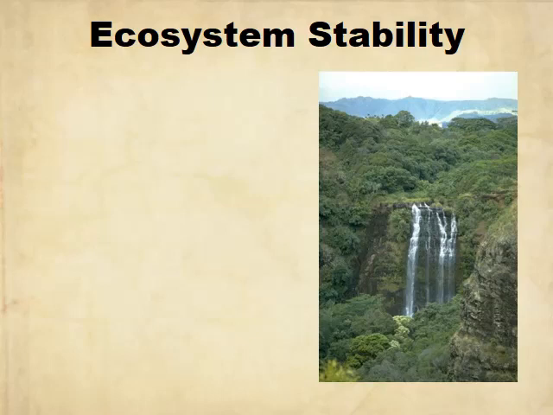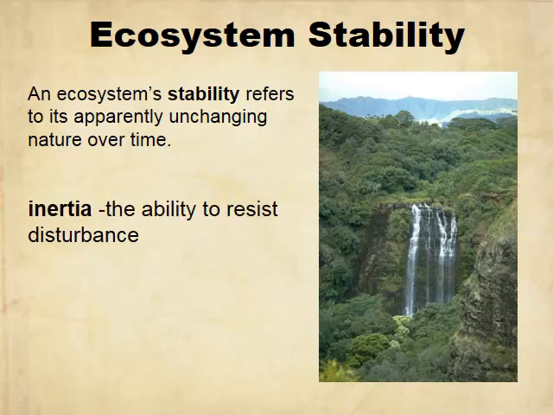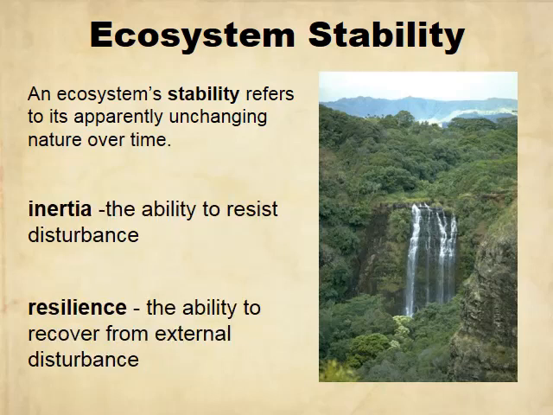So when we talk about ecosystem stability, we're talking about the way that it either changes or doesn't change over time. So we have two different things, inertia and resilience. Inertia is the ability to actually resist it, and resilience is the ability to bounce back afterwards.